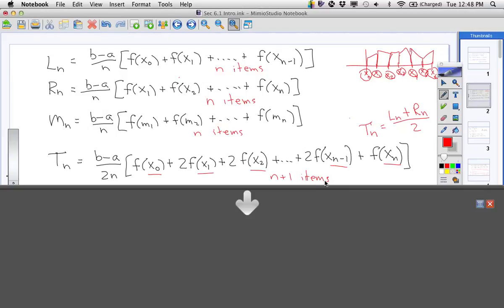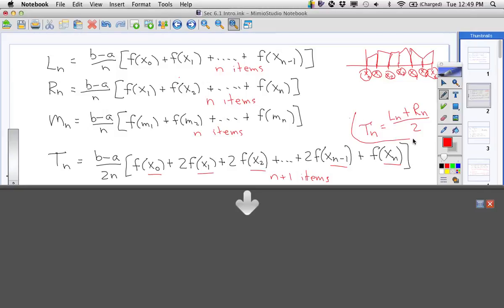When I say items, I'm not counting this as 2 items. I got 1 and 1 and 1 and 1 and 1. Right now, like I said, 5 of the 7 have 2's in front of them, and the first one and the last one don't. Okay, but you're always going to have one more item when you do a trapezoid.